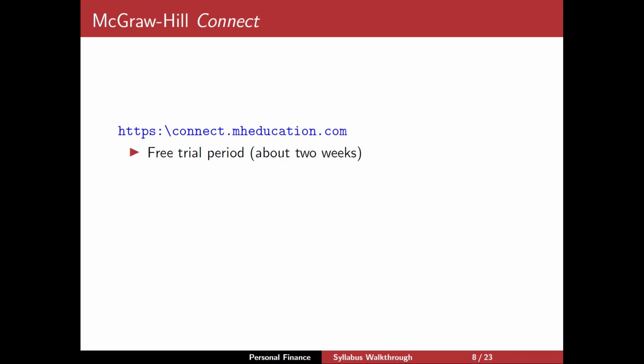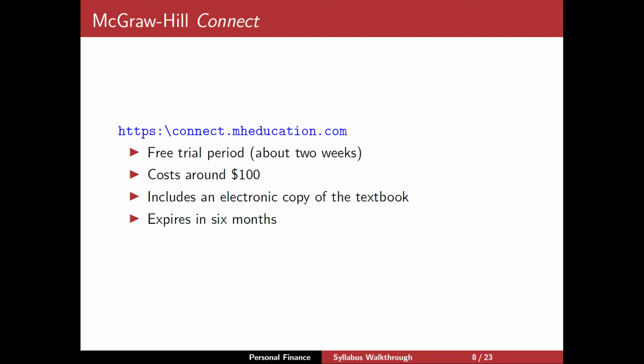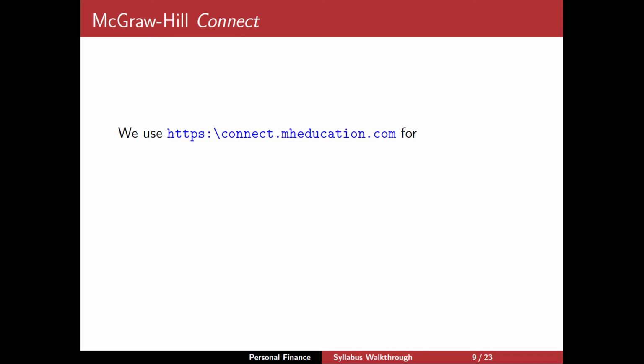There's a free trial period once you sign up, which is about 2 weeks. It differs for different semesters. The cost is going to be around $100 for McGraw-Hill Connect access. Your access is going to include an electronic copy of the textbook, and your access to the Connect website will expire in 6 months.